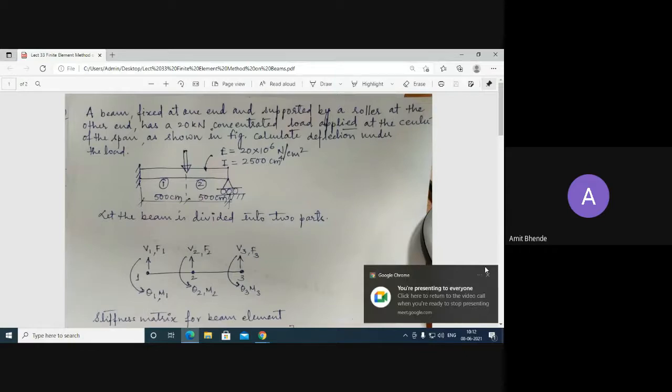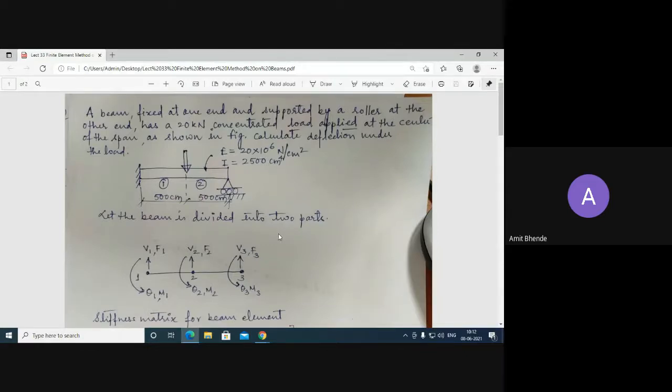So are you able to see this PDF? Can you see this PDF? Yes, anyone respond? Yes, sir. Okay, thank you. So this is one problem.